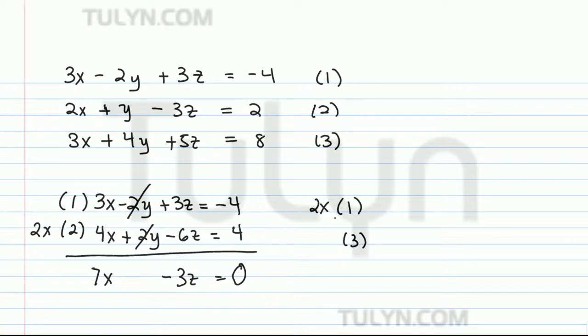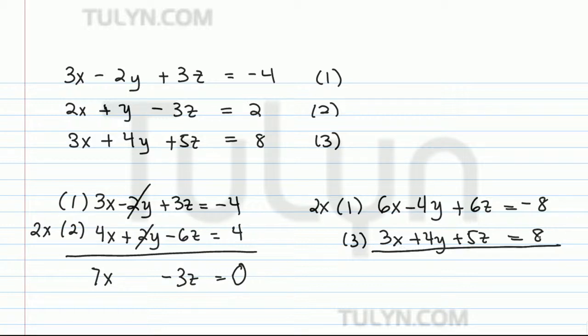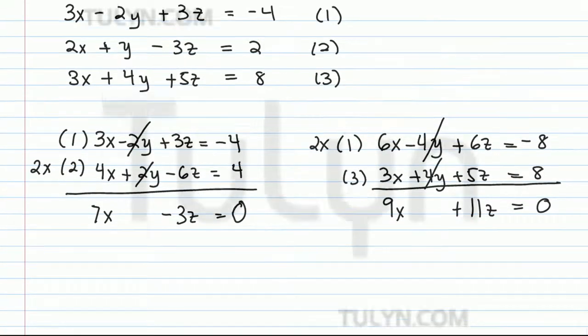Now for the second pair, we want to multiply equation 1 by 2, so every single term by 2. We get 6x minus 4y plus 6z is equal to negative 8 as the first equation. And equation 3 we write as normal: 3x plus 4y plus 5z is equal to 8. Now for the x's we get 9x. The y's cancel out, again exactly what we wanted to achieve. And then we get plus 11z is equal to 0.